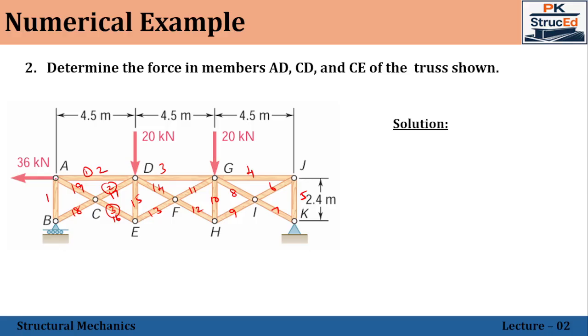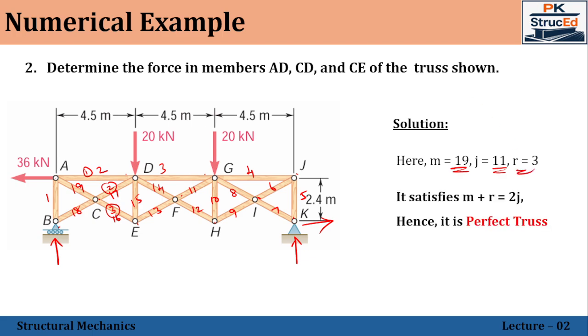Coming to the joints, we have 1, 2, 3, 4, 5, 6, 7, 8, 9, 10, 11 joints. So m is equal to 19, j is equal to 11. You can see that this is a roller support, we will have only a vertical reaction. And this is a pinned support, we will have a vertical reaction as well as a horizontal reaction. So 3 will be there. So r is equal to 3.